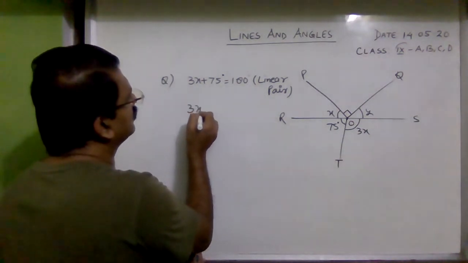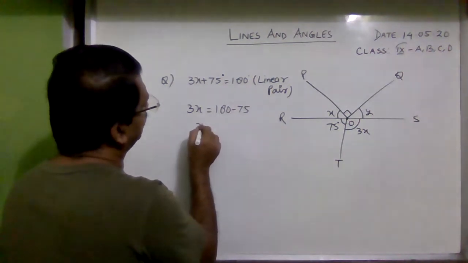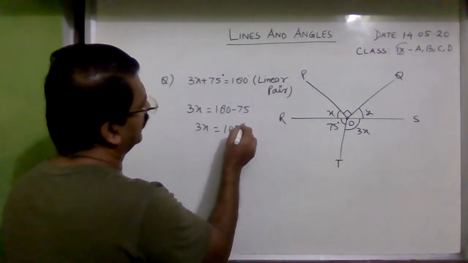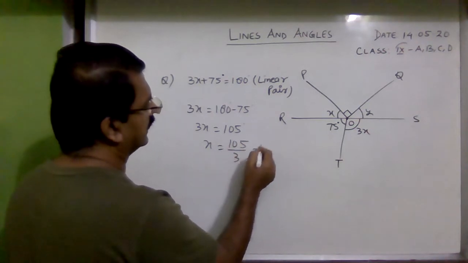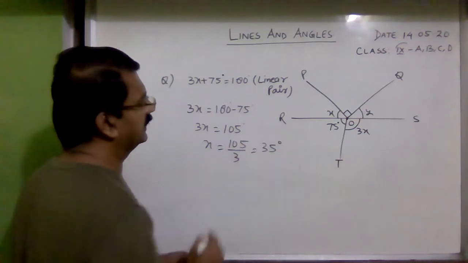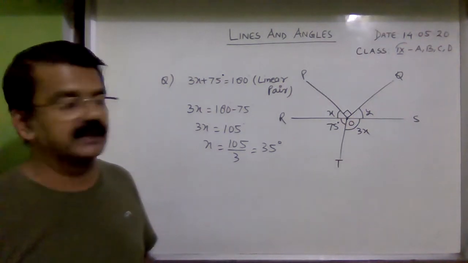So 3x plus 75 is equal to 180 degrees. Now 3x is equal to 180 minus 75. So 3x is equal to 105. So x is equal to 105 by 3, that is 35 degree. So we have found that x is equal to 35 degree.